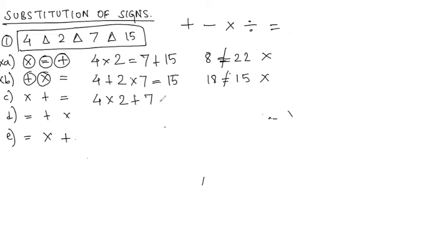7 is equal to 15. 15. Correct. So now check. What is 4 into 2? 8. 8 plus 7? 15. 15 equal to 15. Is this correct? Yes, ma'am. So option C is the correct answer.